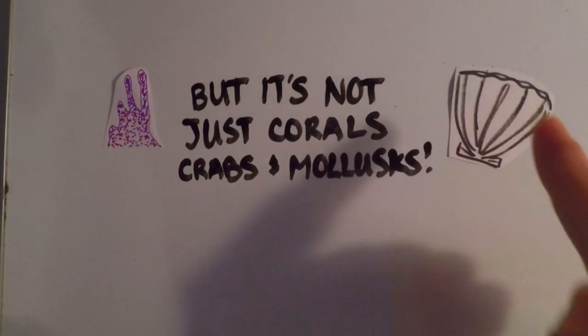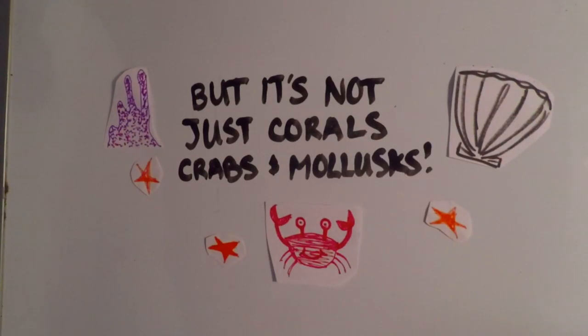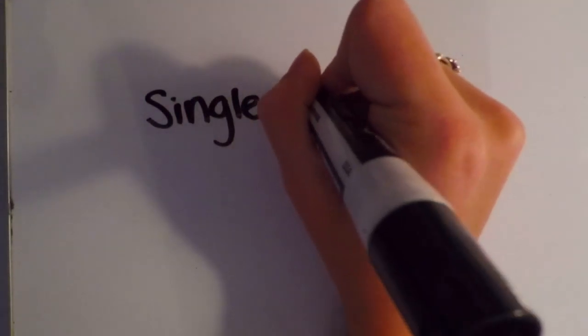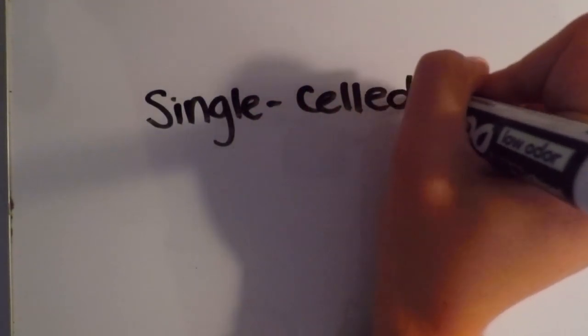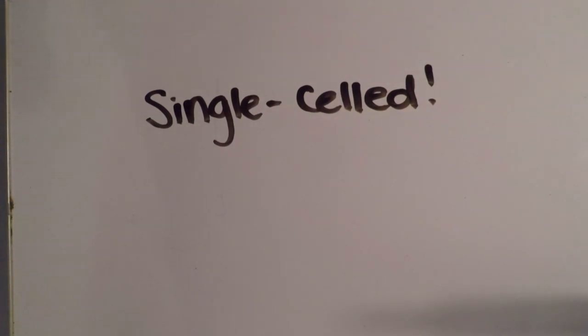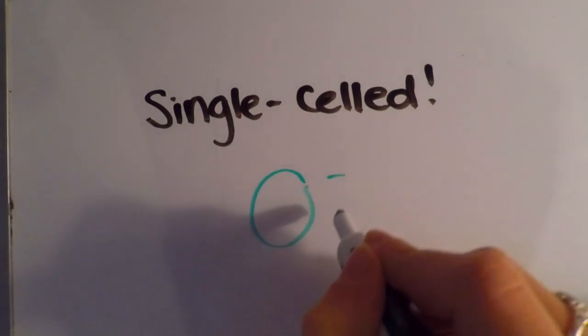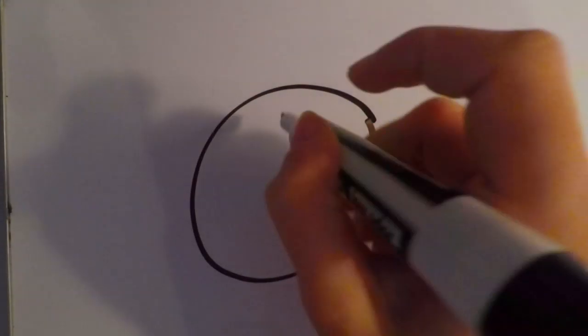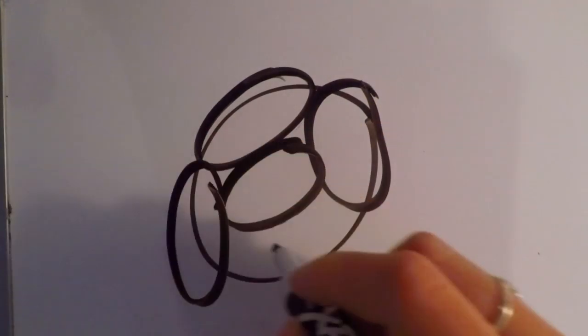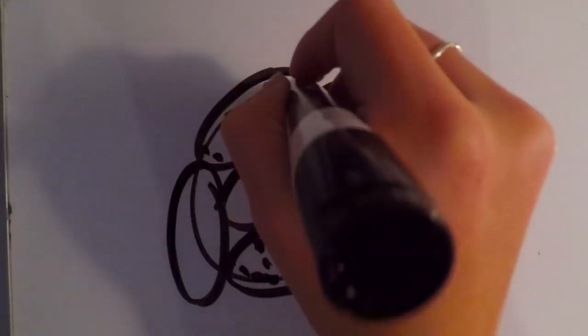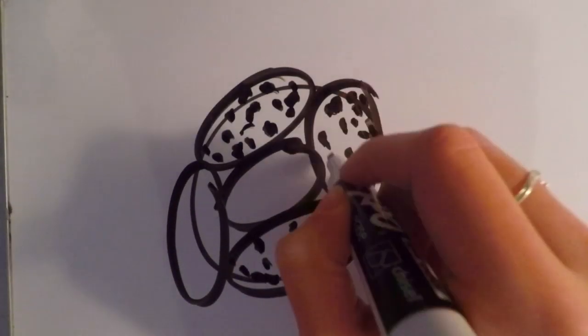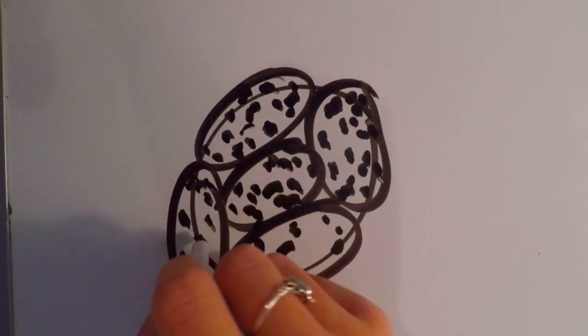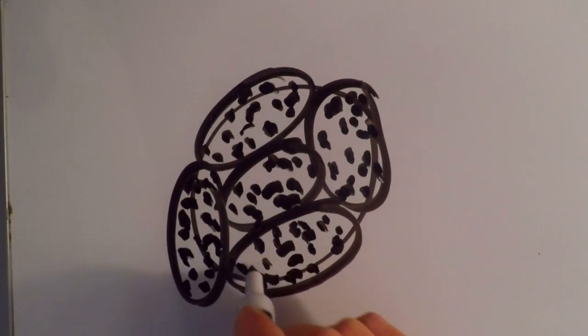But it's not just corals, crabs, and mollusks affected. Besides macroorganisms, single-celled organisms such as foraminifera and coccolithophores are at the basis of the food web, and some of the most affected by ocean acidification. Change in pH greatly affects their metabolism and ability to make their calcium carbonate shells. Coccolithophores specifically are single-celled algae that secrete calcium carbonate plates. They are especially important in marine ecosystems because they are primary producers.